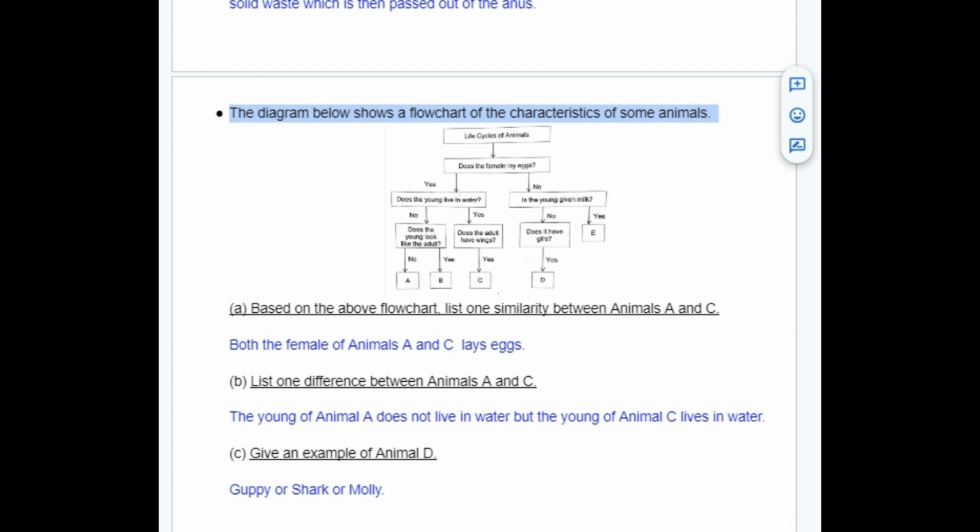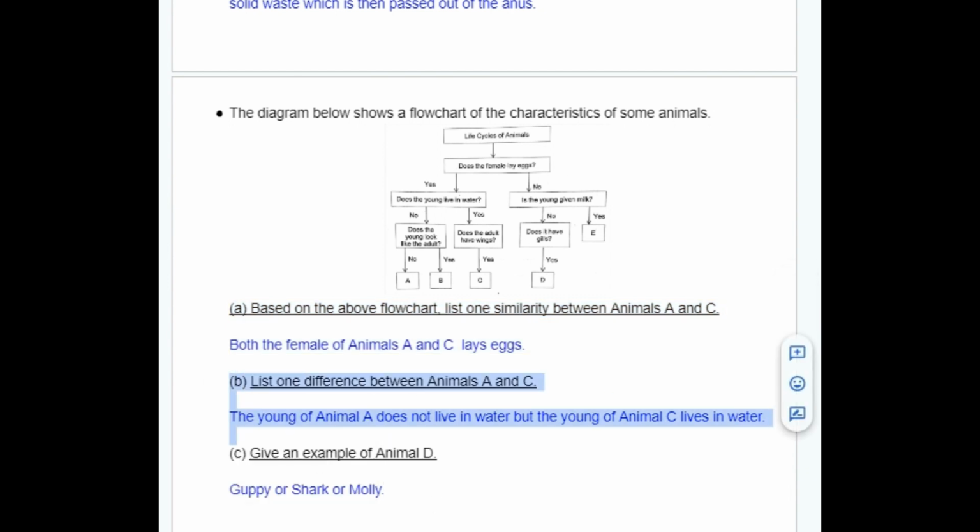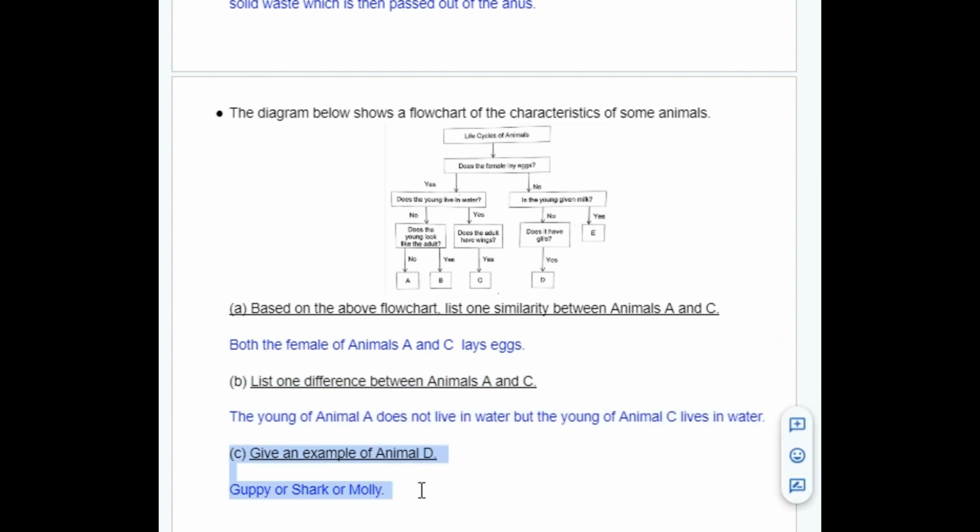The diagram below shows a flowchart of the characteristics of some animals. Based on the above flowchart, list one similarity between animals A and C. Both the female of animals A and C lay eggs. B. List one difference between animals A and C. The young of animal A does not live in water, but the young of animal C lives in water. C. Give an example of animal D. Guppy or shark or molly.